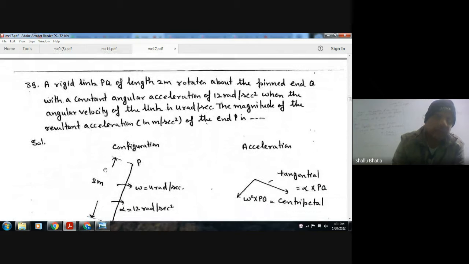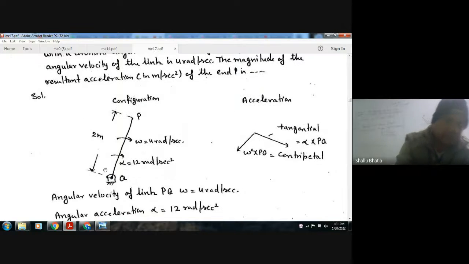Next, a rigid link PQ of length 2 meter rotates about the pinned end Q with a constant angular acceleration of 12 radian per second square. When the angular velocity of the link is 4 radian per second, what is the magnitude of the resultant acceleration in meter per second square of the end P? So this is your Q, this is your P, angular velocity is 4 radian per second, angular acceleration is 12 radian per second square, and the length is 2 meters.